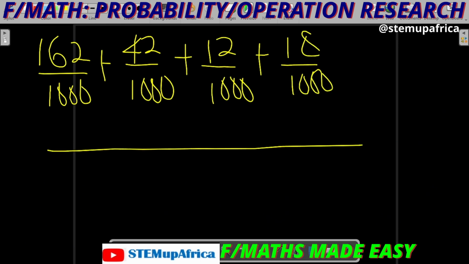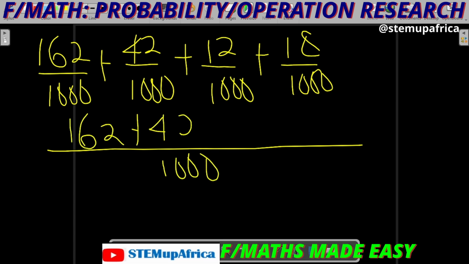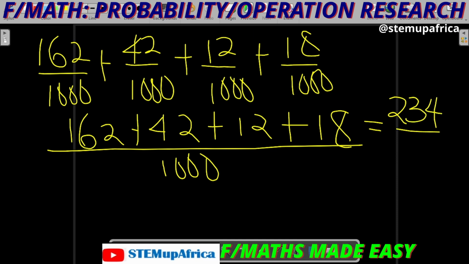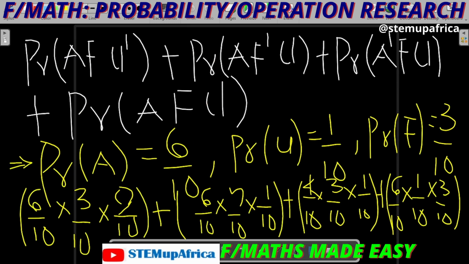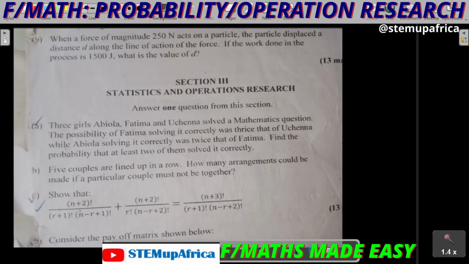So our LCM will be 1000, so that will give us 162 plus 42 plus 12 plus 18. If you add up, what are we having? That will give us 234 over 1000. So I can reduce it to the lowest term by dividing through by 2, giving us 117 over 500. If you go back to the question, that is the probability that at least 2 of them solve correctly.